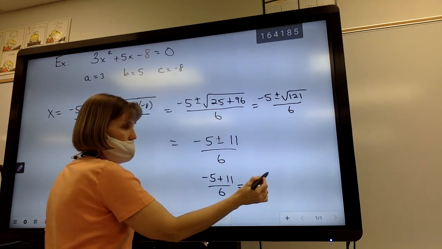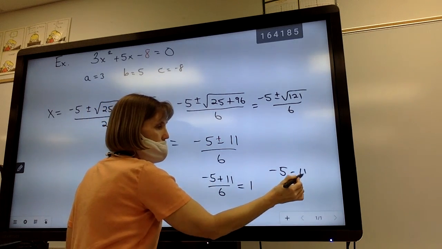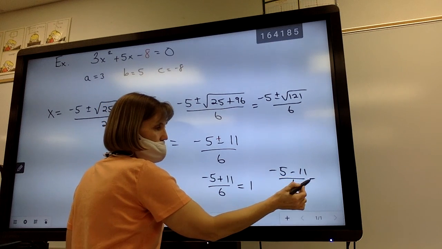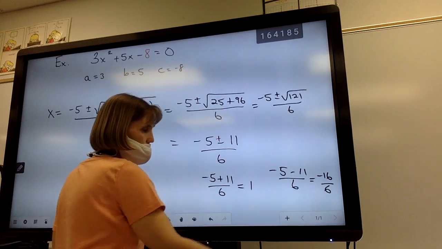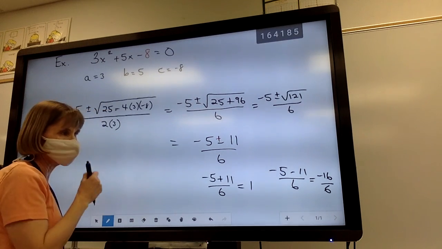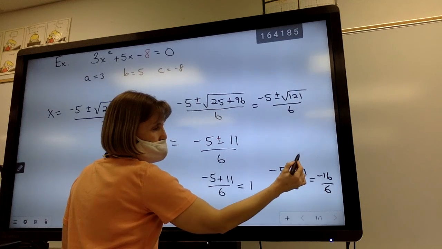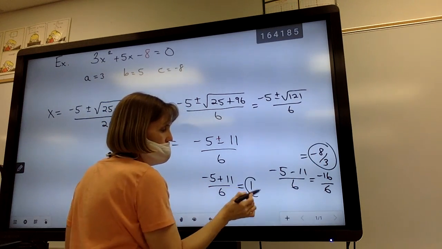And I have to find the other value, which is negative 5 minus 11, also divided by 6. Negative 5 minus 11 is negative 16 over 6. That is a fraction. What does it reduce down to? Negative 8 over 3. Negative 8 thirds.